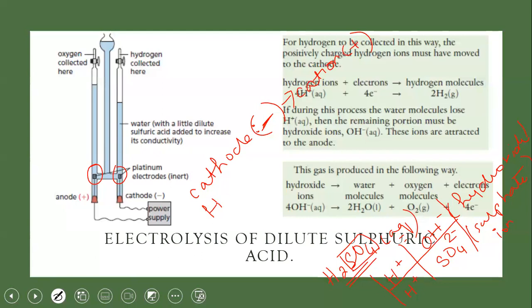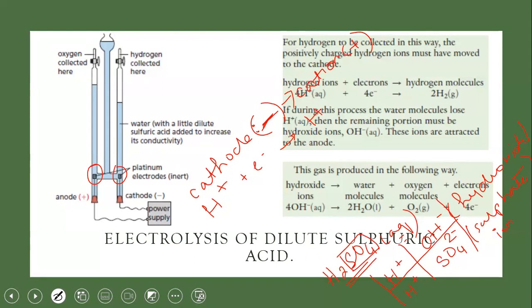What will happen is this: the cathode is negative, meaning that it has a lot of electrons. So when the hydrogen goes to the cathode, it is an ion. It's positive right now. It does not have that many electrons. So when hydrogen goes to the cathode, it will gain electrons and it will turn into hydrogen atom.